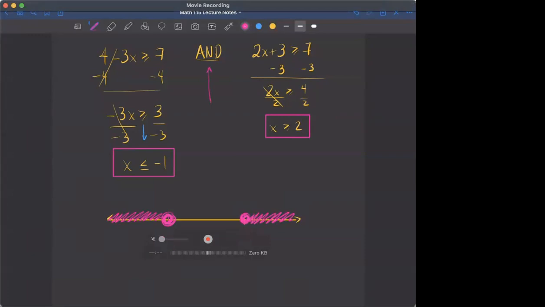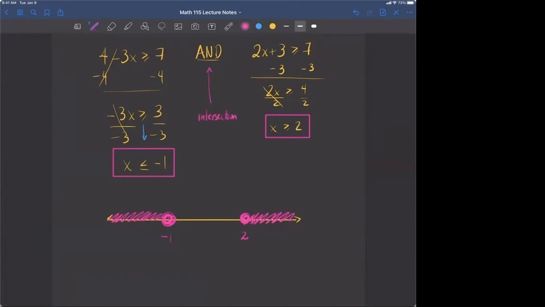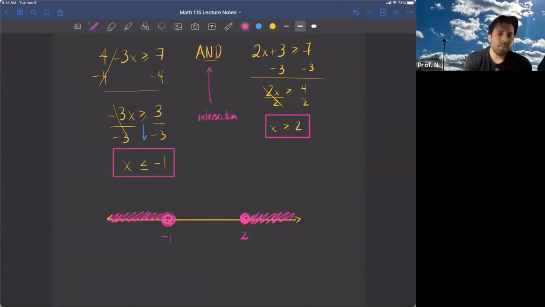Yes, Emil? Intersection. Very good. This is the intersection. Now, if I say this is an intersection, then what does that mean about these two intervals? Is there an intersection? Is there an overlap? No. So if that's the case, what would be the final result of this? What would be the solution?